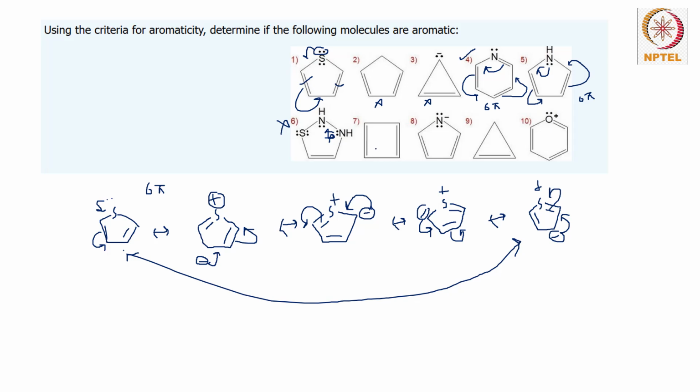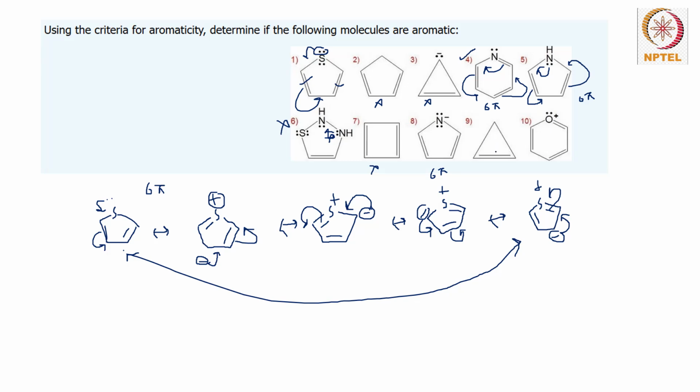Next is this one. It has how many pi electrons? 4 pi electrons. So this is not aromatic. This one is similar to this pyrrole system, just instead of hydrogen, there is a negative center. So this will also be aromatic because of the 6 pi electrons. So this is also aromatic.